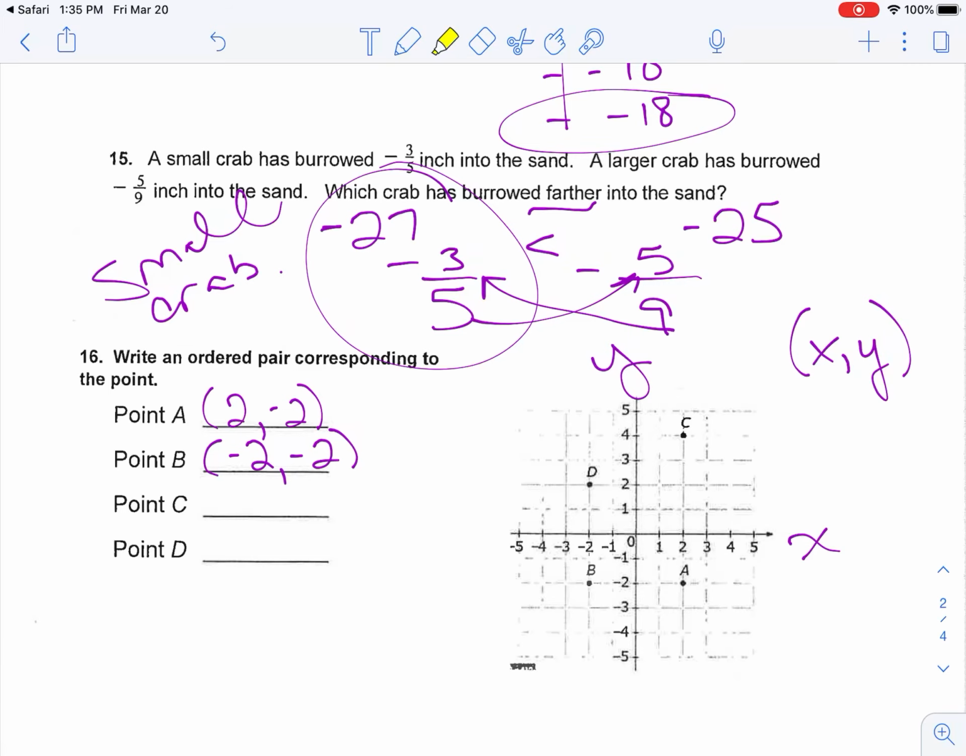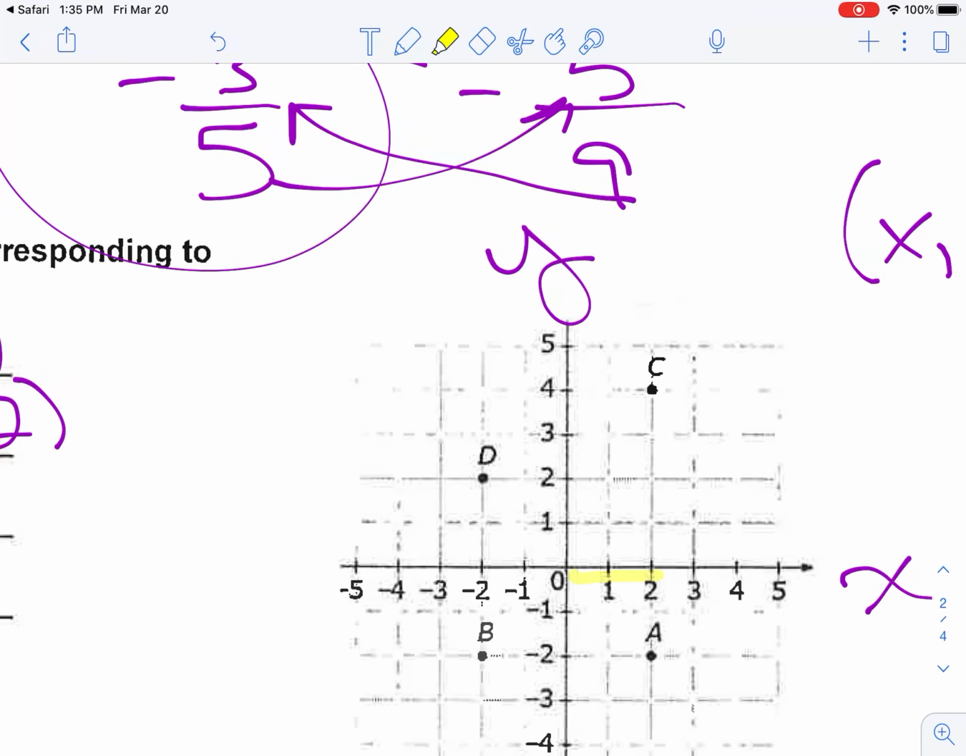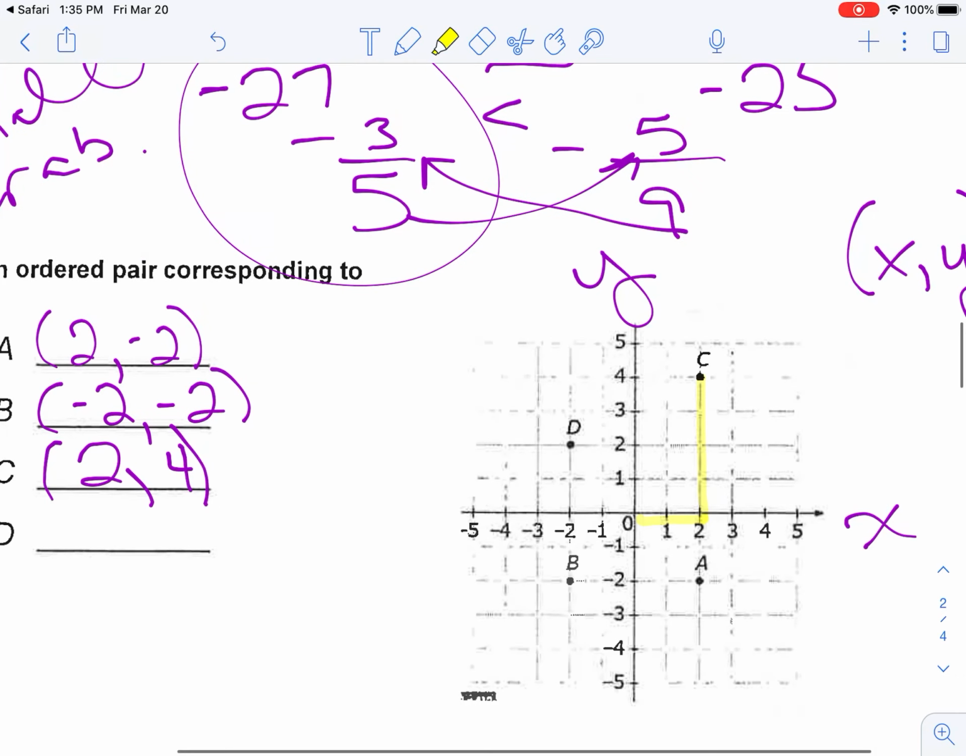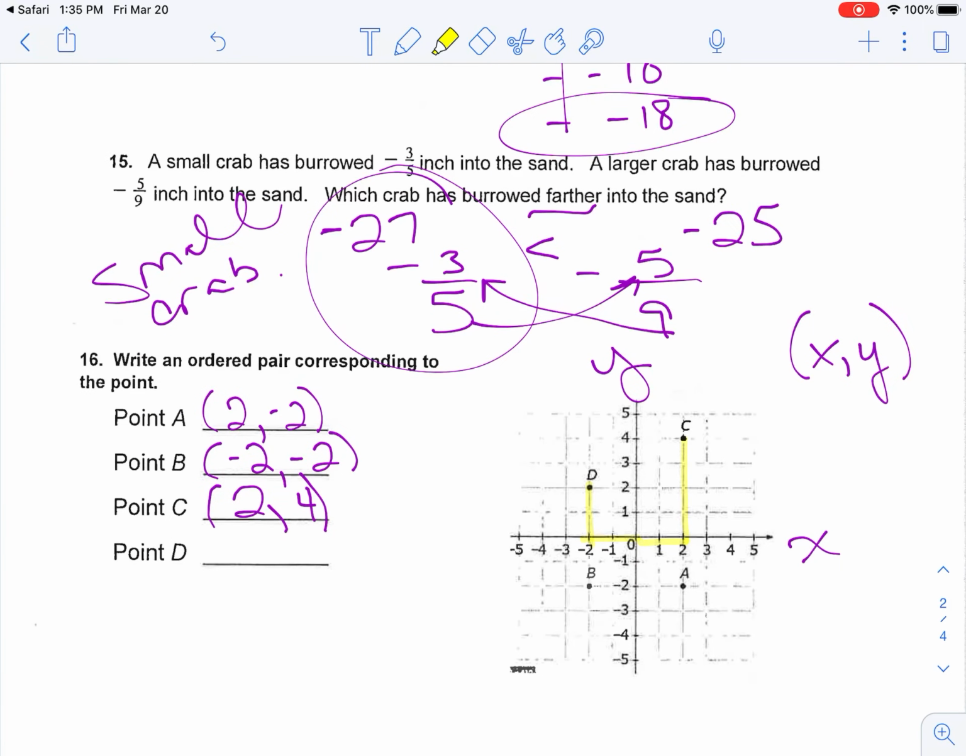Point C. We're going to go 2 to the right, positive 2, and up 4, which is a positive 4. So our C is 2, 4. And D, we're going to go 2 to the left, that would be negative 2, and 2 up, positive 2. Negative 2, positive 2.